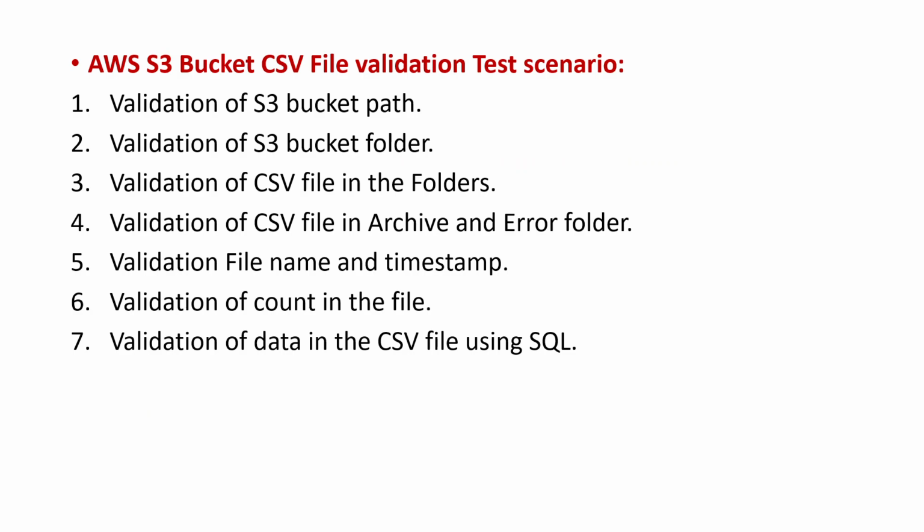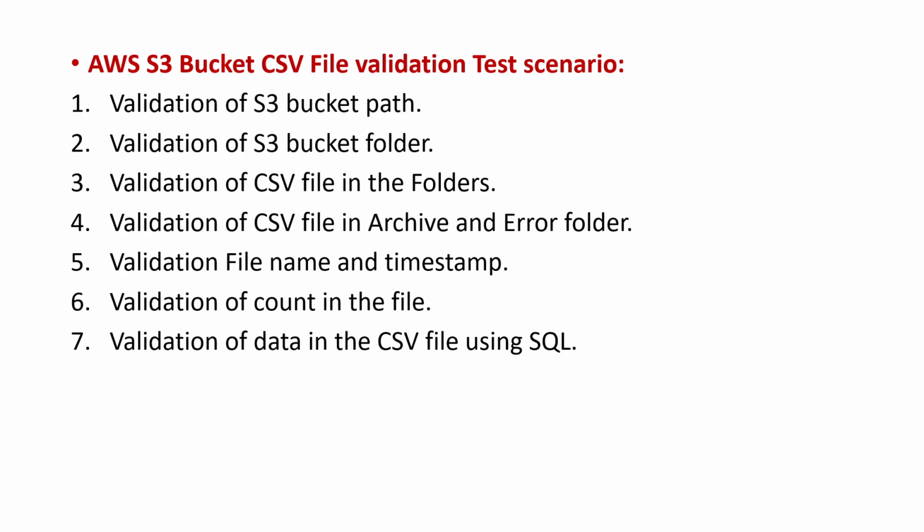The first testing scenario is to validate the S3 bucket path. As a tester, we have access to the S3 bucket, so we just have to validate whether it is accessible or not. That is why we validate the S3 bucket path. Then we validate the S3 bucket folders. As I said, there are three folders. First, validate the inbox folder, whether the files land in S3 or not. Then validate the CSV files in the remaining two folders, the error folder and the archive folder.